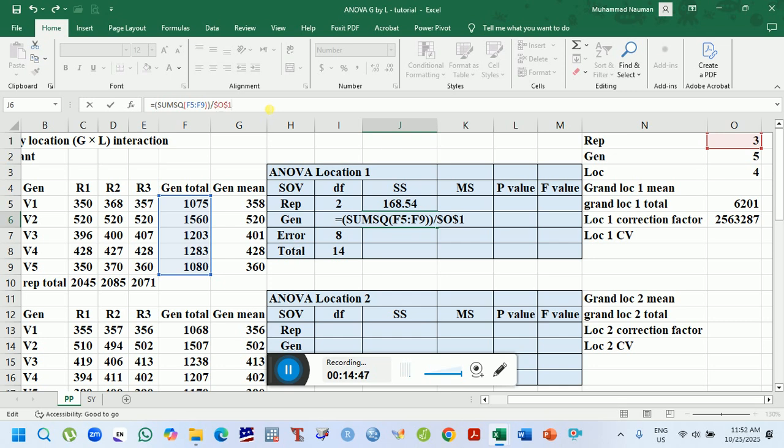Now make this as one term by placing the brackets, minus correction factor. Press enter.